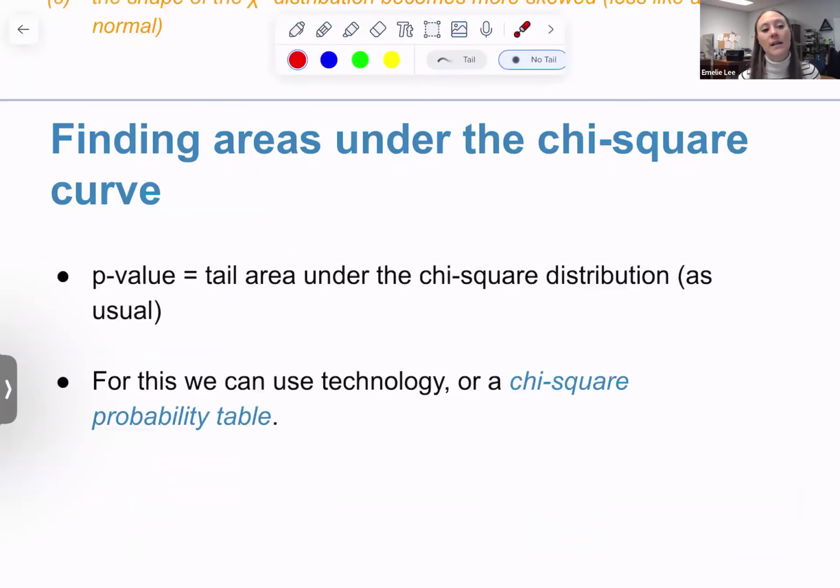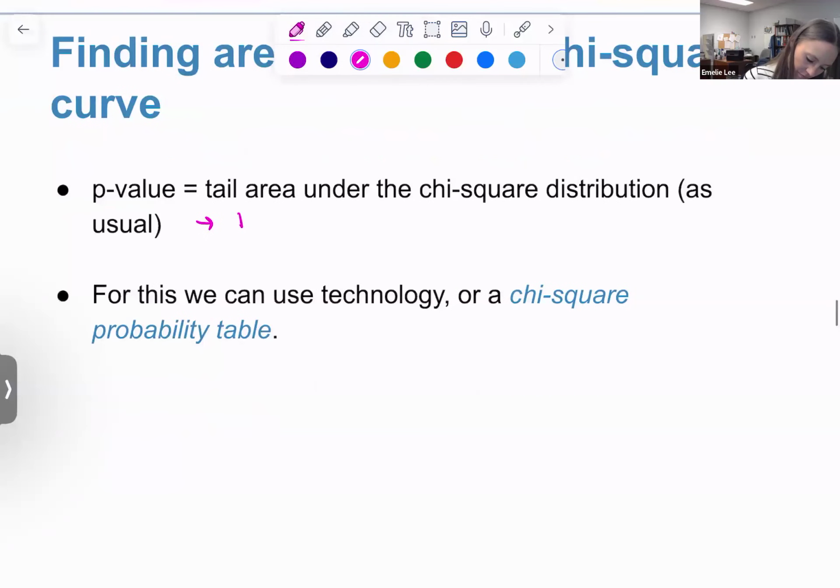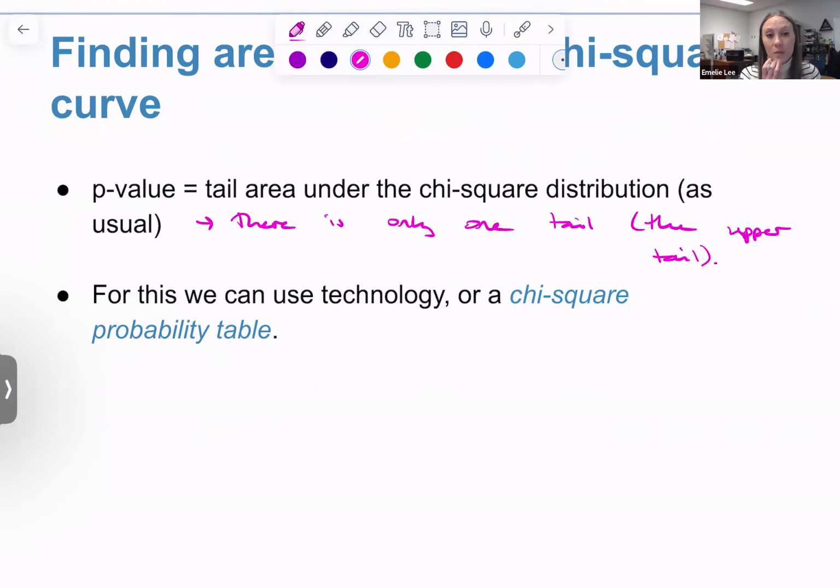So how do we find areas under the curve? The area under the curve is the p-value, right? In fact, the p-value is the tail area under the chi-squared distribution. Okay, the tail area. We only have one tail, right? The upper tail. So that's okay. That's going to be our p-value.